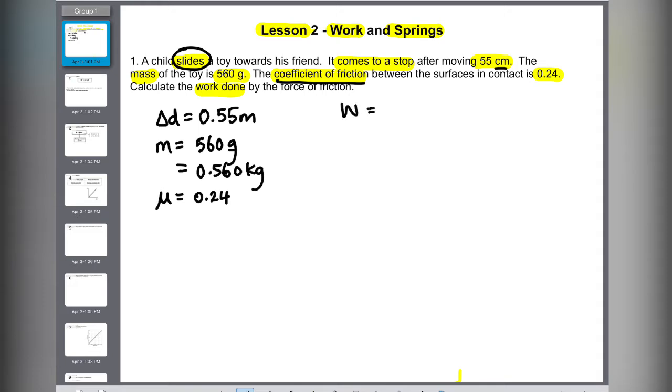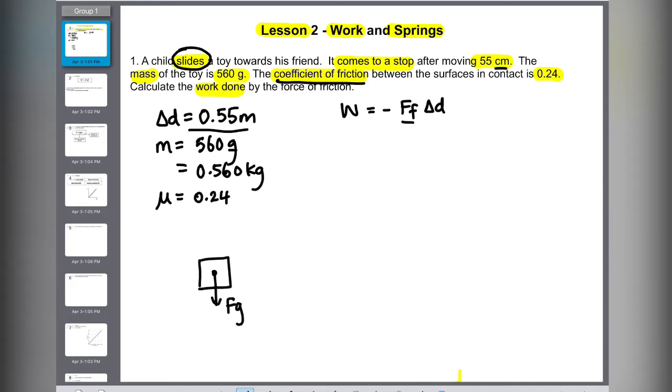From yesterday's class, we talked about that if the force is opposite to the displacement, it is negative work done. So the equation for work done is negative Ff times delta d. I have the d. I don't have the force of friction yet. That means I need to work it out. You actually need to go back to unit 1. So let's draw a free body diagram.